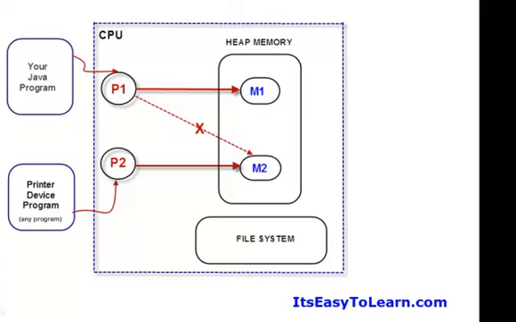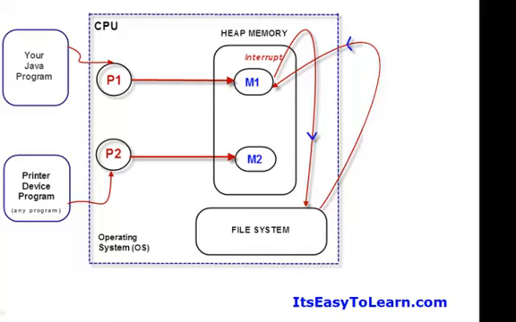So, now that we understood processes, process IDs, and process memories, let us see what happens when we do an input-output request. Now let us say this is your Java program reading the contents from a source file and copying it into a destination file. Now remember, we said your process can access only the process area M1.